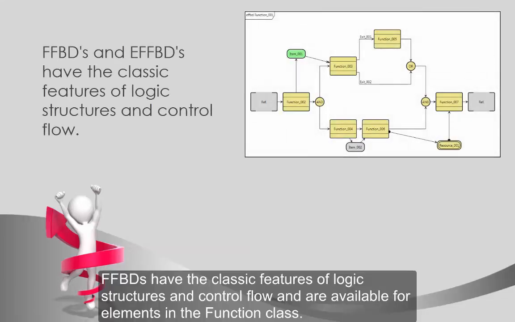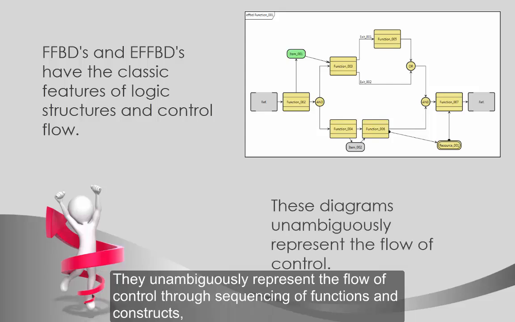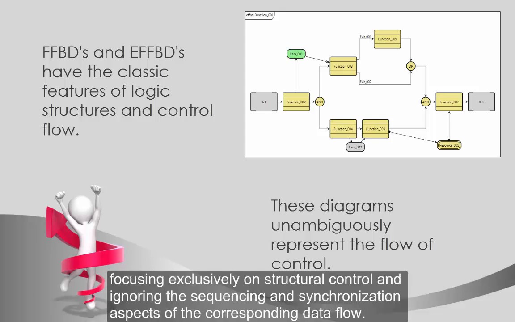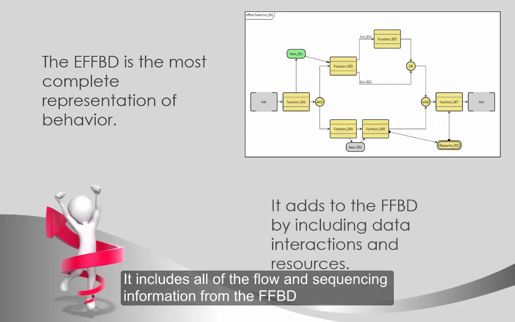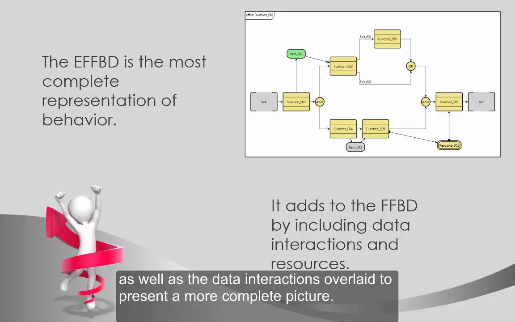FFBDs have the classic features of logic structure and control flow, and are available for elements in the function class. They unambiguously represent the flow of control through sequencing of functions and constructs, focusing exclusively on structural control and ignoring the sequencing and synchronization aspects of the corresponding data flow. The EFFBD is the most complete representation of behavior. It includes all of the flow and sequencing information from the FFBD, as well as the data interactions, overlaid to present a more complete picture.